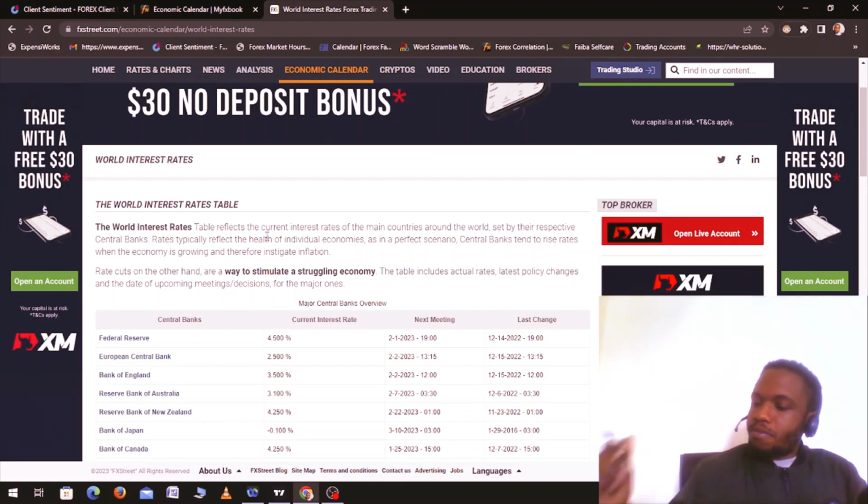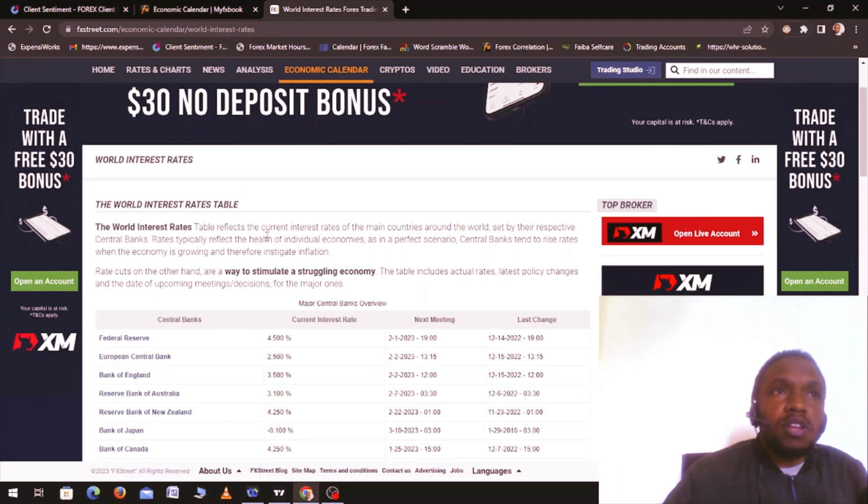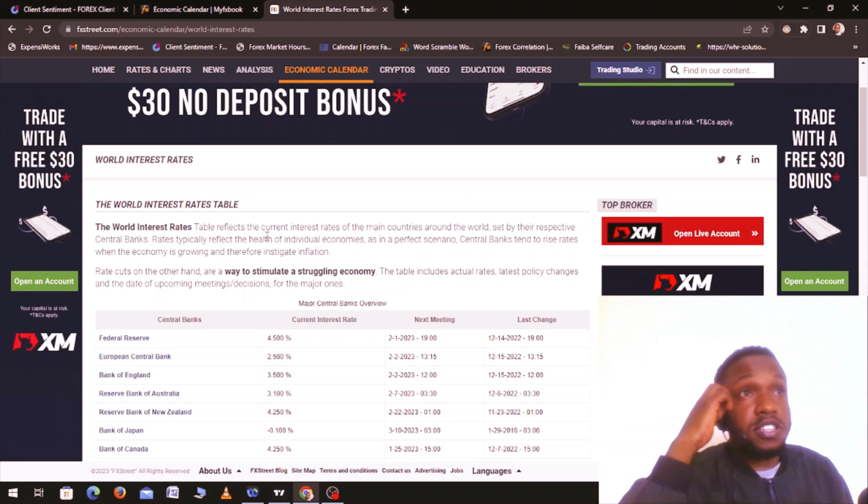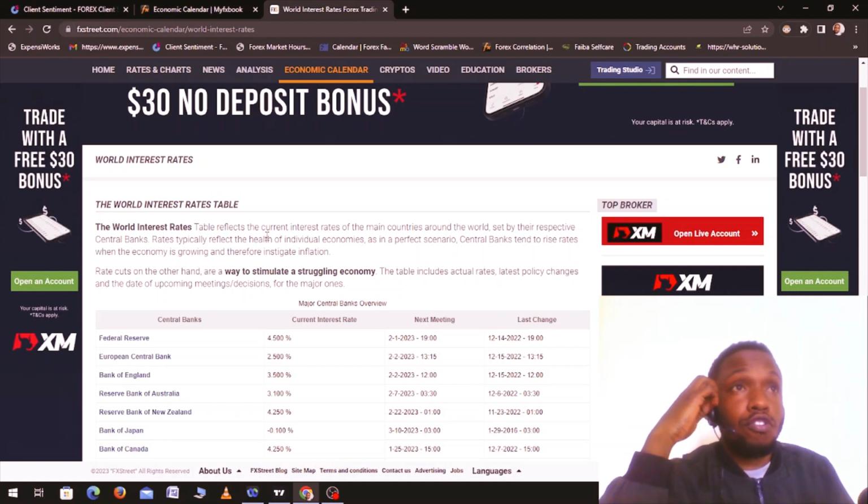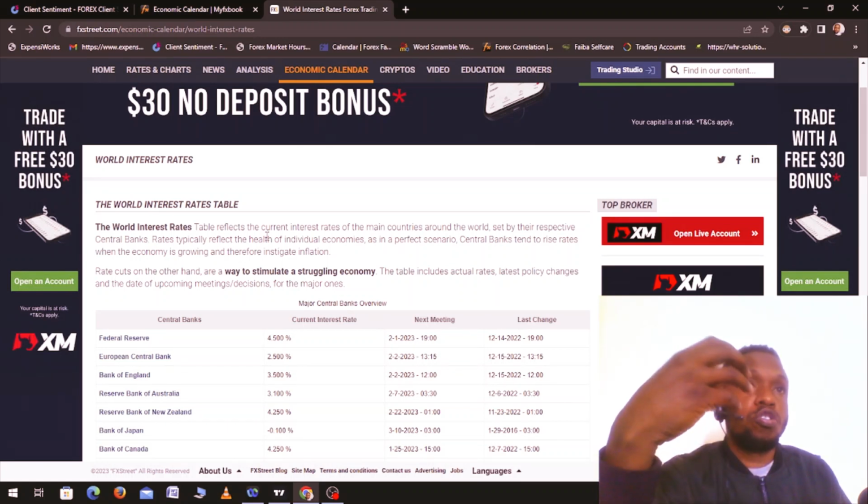Okay. Then there's natural disaster. If you see in the news, let's say there's an earthquake in Japan, automatically, as a trader, you know that their currency, the Japanese yen, will fall back because the earthquake has slowed down their economic growth.